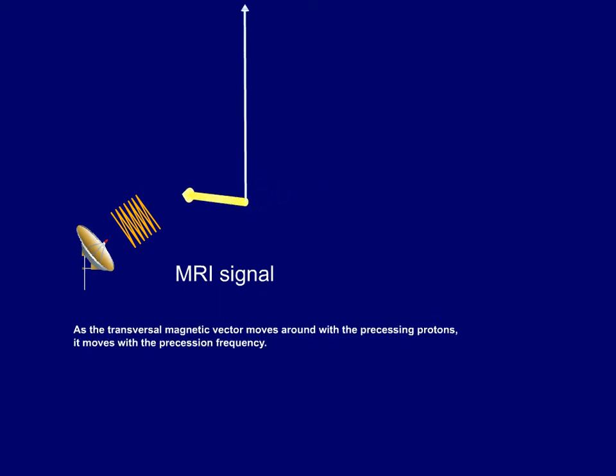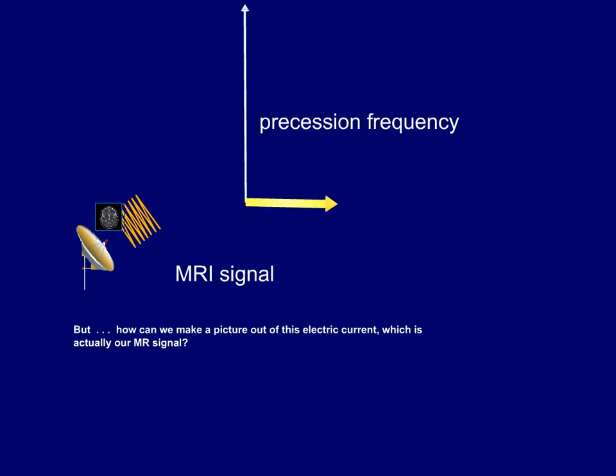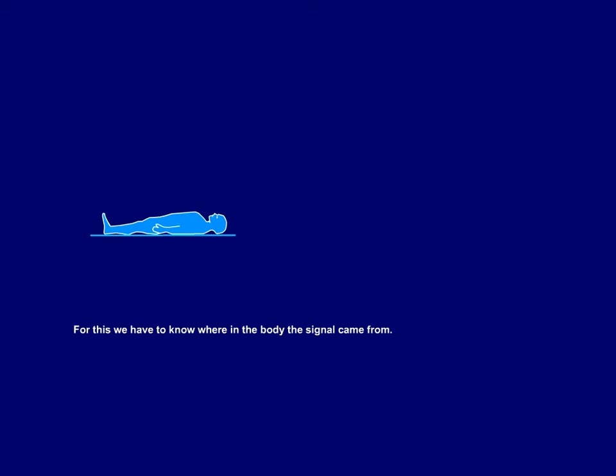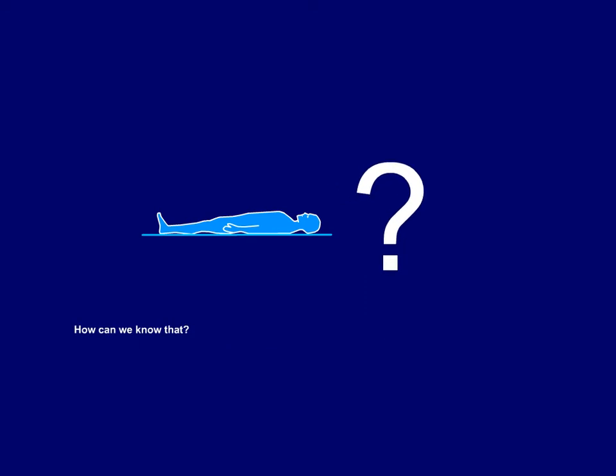As the transversal magnetic vector moves around with the precessing protons, it moves with the precession frequency. The resulting MR signal, therefore, also has the precession frequency. But how can we make a picture out of this electric current, which actually is our MR signal? For this, we have to know where in the body the signal came from. How can we know that?